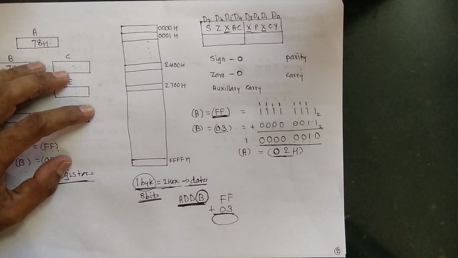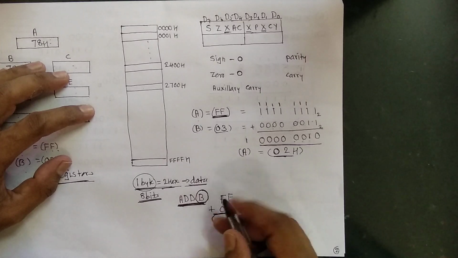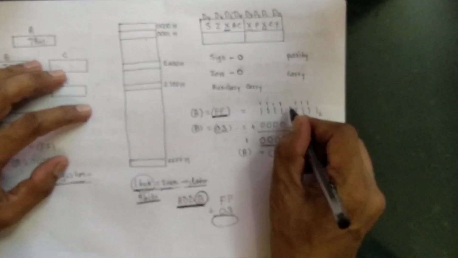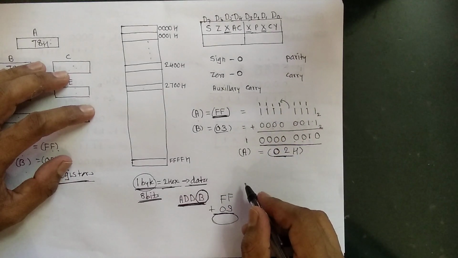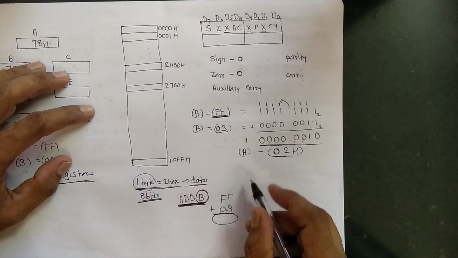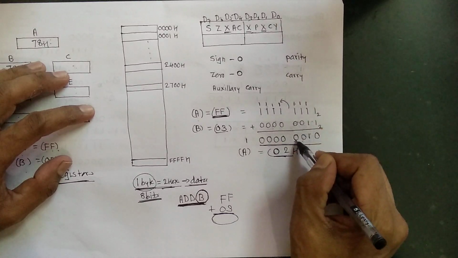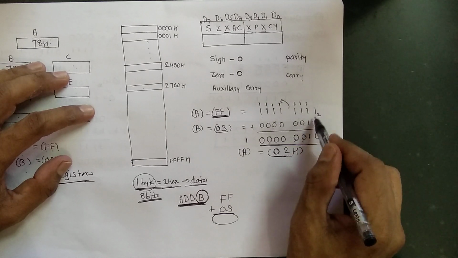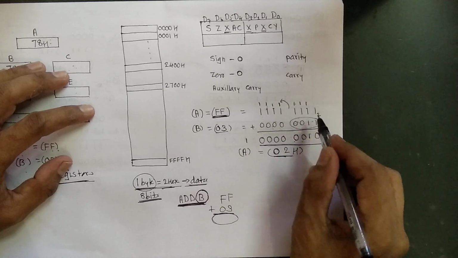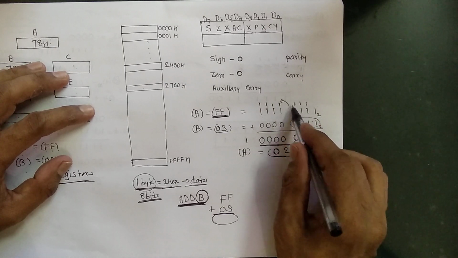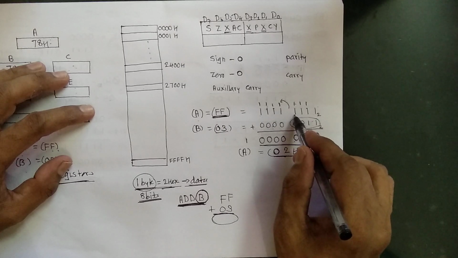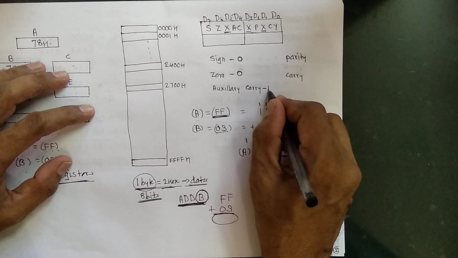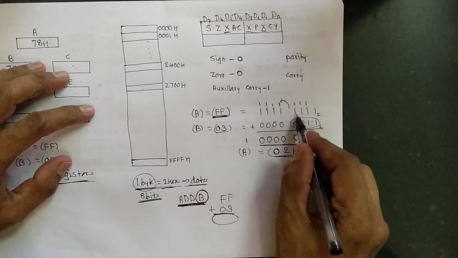Auxiliary carry. Here you have to understand the auxiliary carry. If a carry is generated from the 4th bit to the 5th bit, then the auxiliary carry flag will be set. Here 1 plus 1 is 0 and a carry is generated. The group of 4 bits is called a nibble. If a carry is generated from the first nibble to the second nibble, or from the 4th bit to the 5th bit, the auxiliary carry flag will be set. Here the auxiliary carry flag will be set because a carry is generated from the 4th bit to the 5th bit.